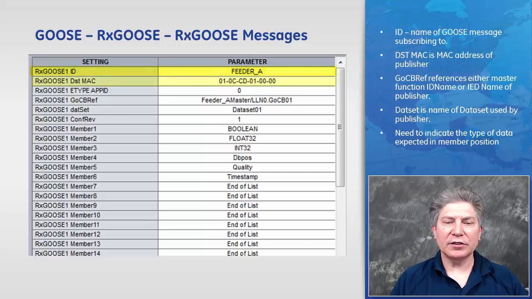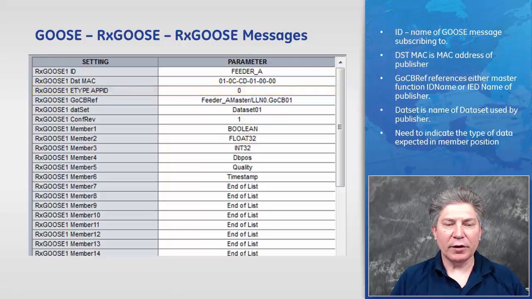The destination MAC should be the MAC address of the publisher. If you have all zeros, this will disable the RX Goose. The application ID needs to match the publisher's application ID.